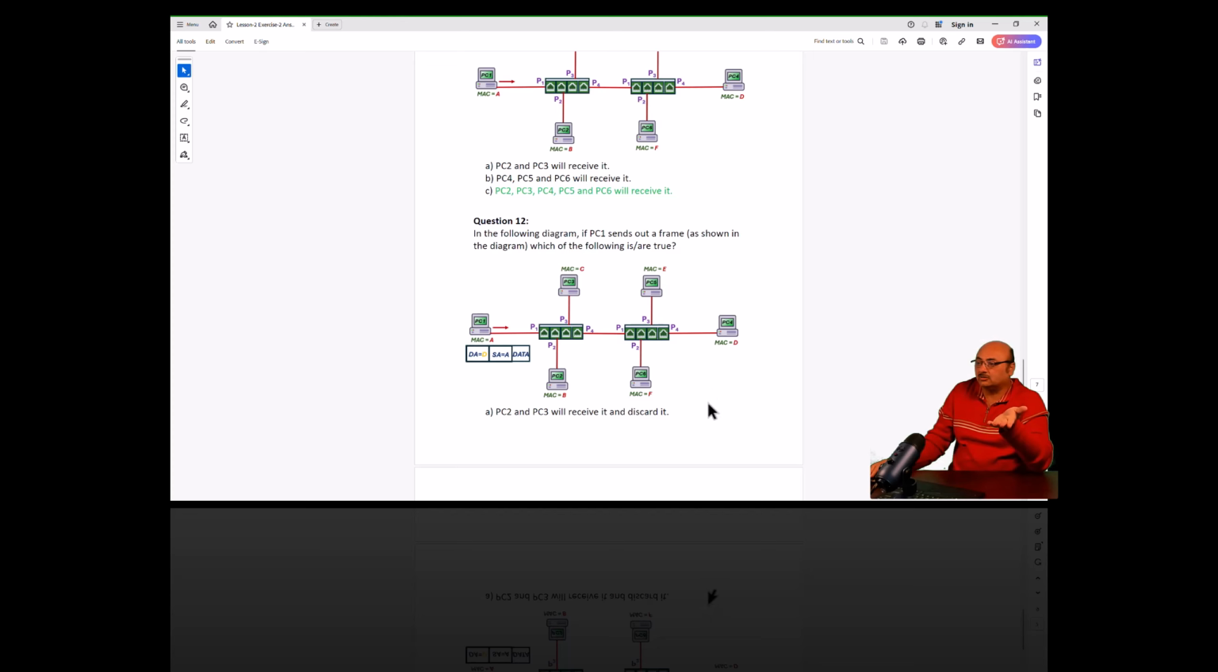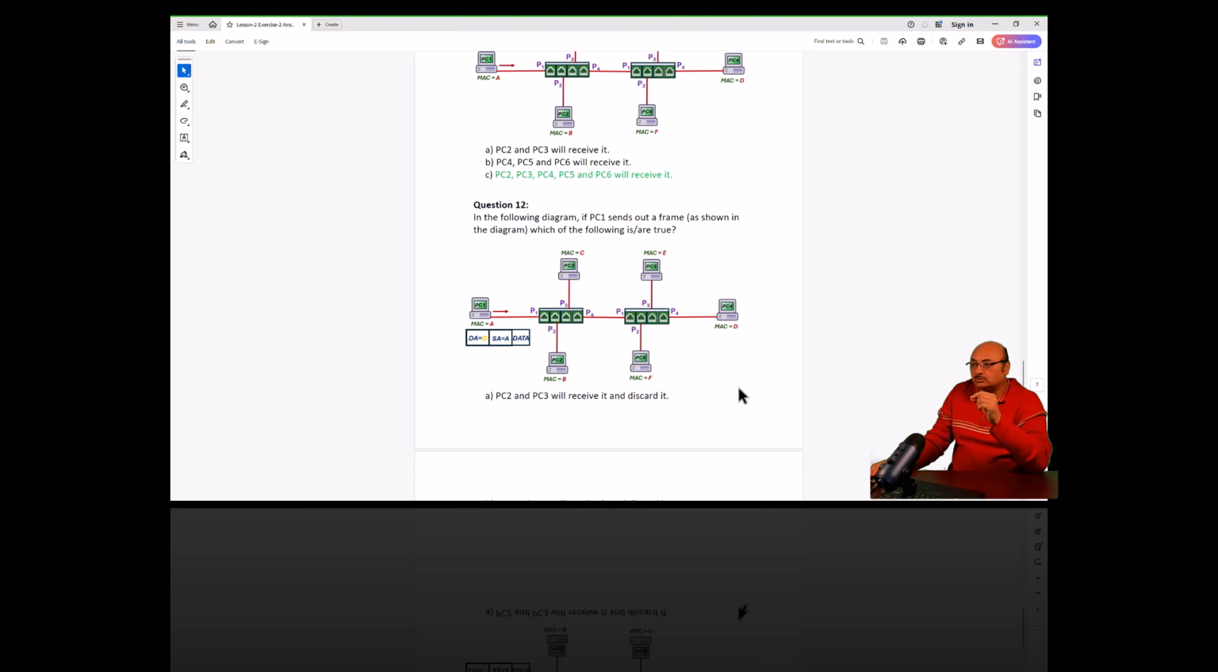Just a minute ago I explained the difference between receiving and accepting versus receiving and discarding. Okay. So now here the DA value has been set to D. So PC1 sends it out. Now who is it intended for? It is intended for PC4, which has the MAC address D.